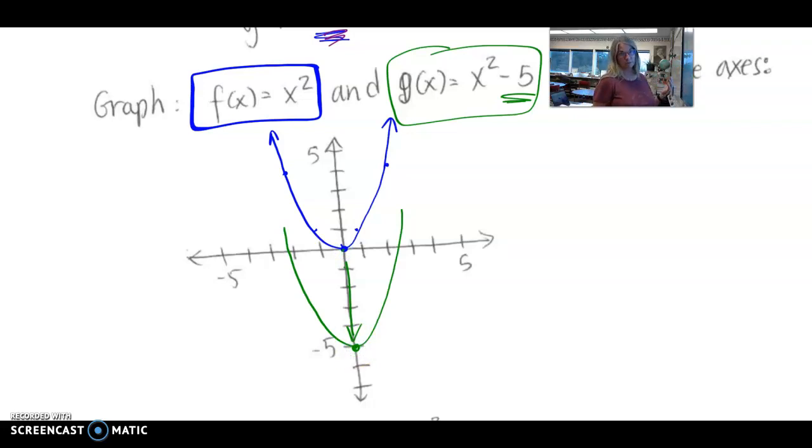You most likely don't have a smartboard to do this with, so you're going to go over 1, up 1. From the vertex, you're going to go over 2 and up 4, which puts us at -1. And we're going to reflect those points over here. And if I went over 3, I'd go up 9 from the vertex. So the graph is shifted down 5 units.